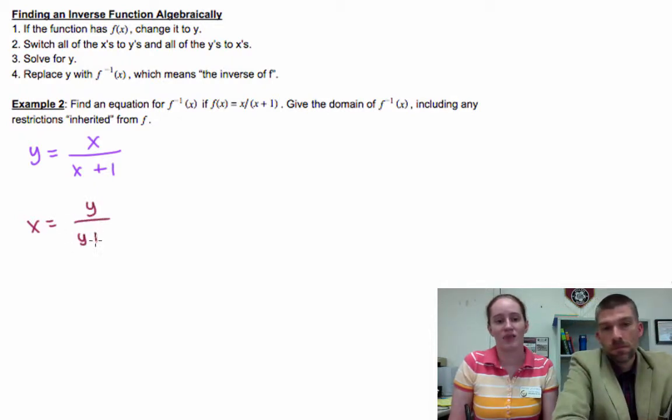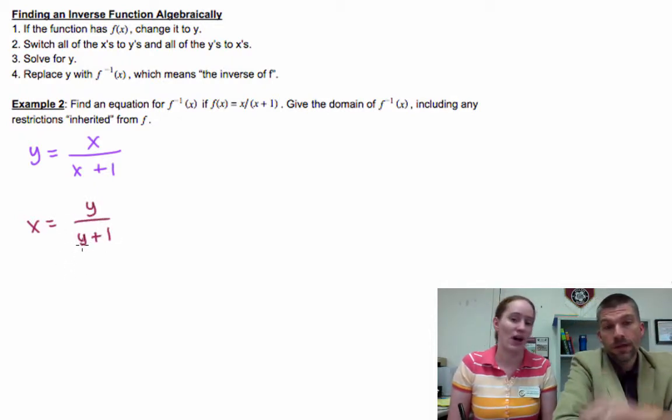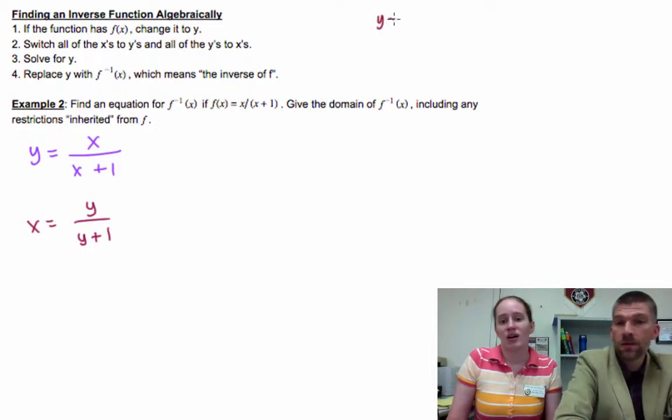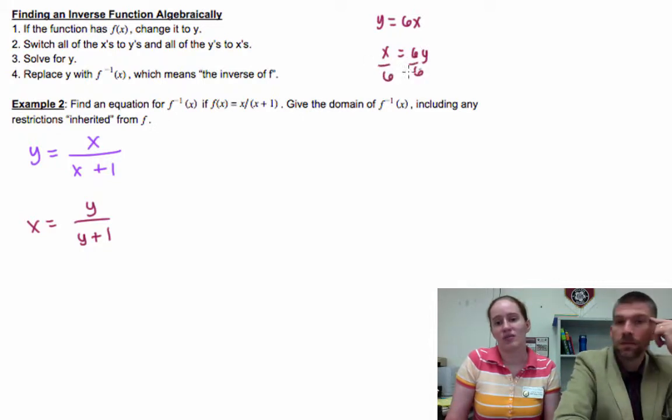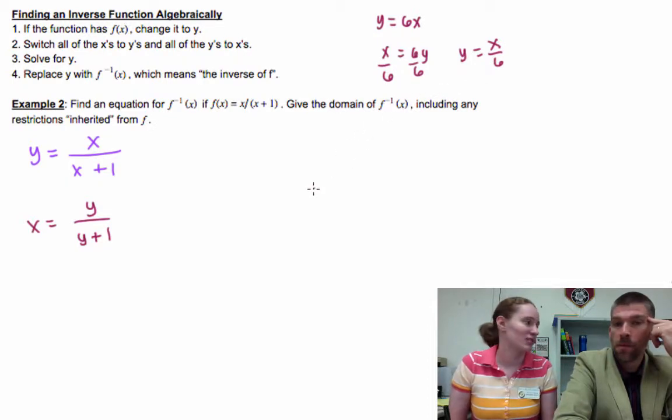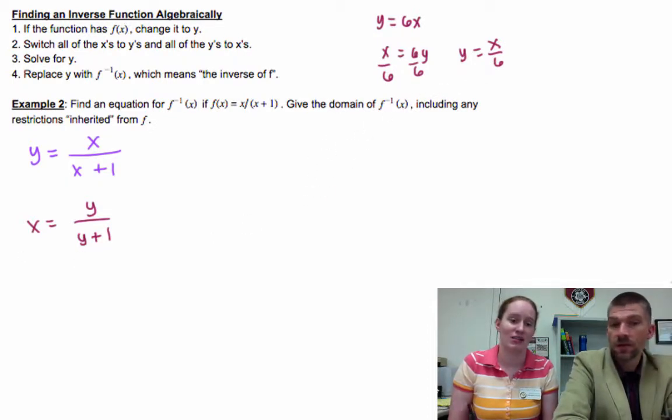Now, I picked one that's pretty difficult to solve for y. This is a toughie to start with. A lot of times you'll start with something like y equals 6x, and you switch the x and the y around, and then solve for y. You just have to divide by 6. Bingo, there's your inverse. That's simple.